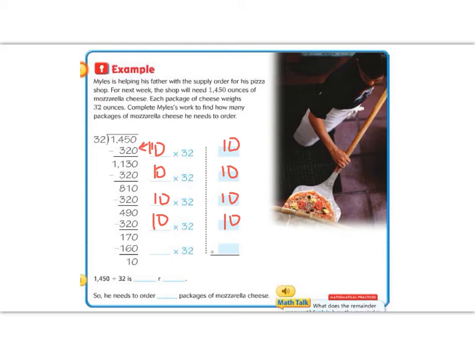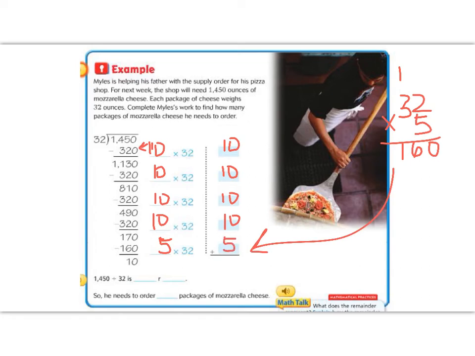But we could take out a group of 5. Because if we do 32 times 5, 5 times 2 is 10, and 3 times 5 is 15, plus 1 is 16. So that gets us to 160, which is close to 170. And remember, we added this 5. So that means that we're left over now with 10.